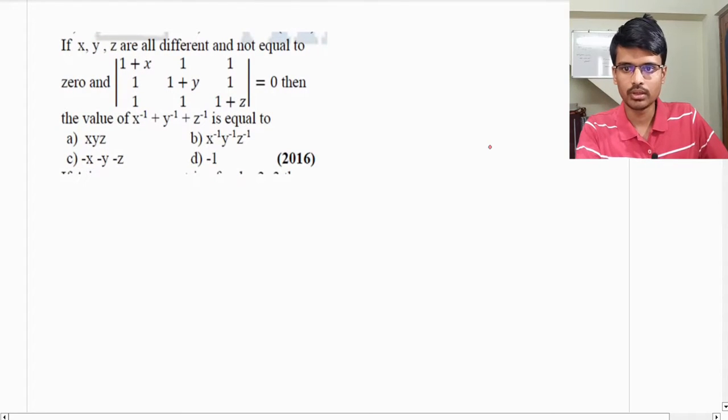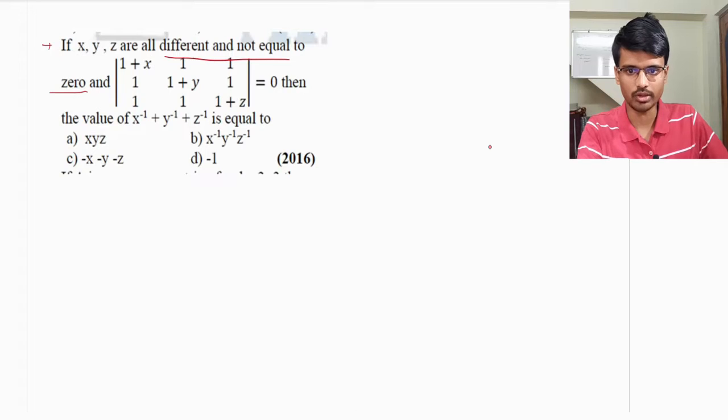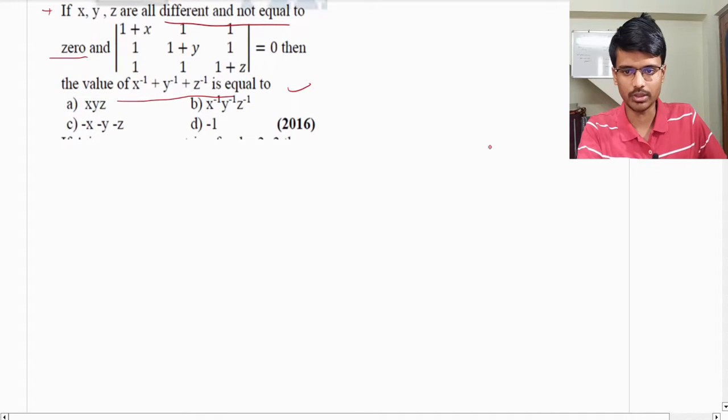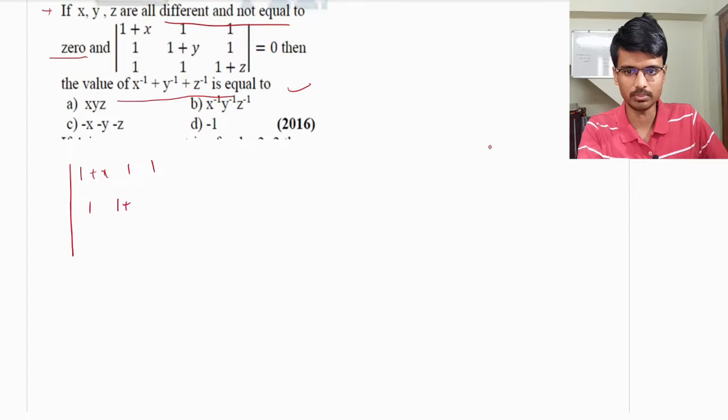Okay. So if x, y, z are all different and not equal to 0, then the value of x inverse, y inverse plus z inverse is equal to. In these types of problems, you need to reduce this. You have to apply some column or row operations and try to reduce the given determinant. So how can you do this? Simple, right? Looking at that, you can make out a few things.